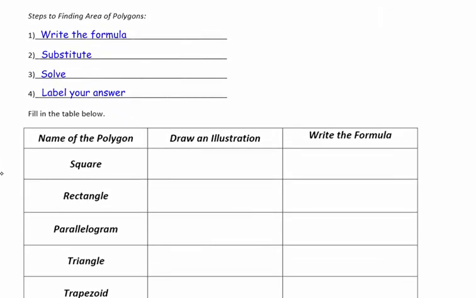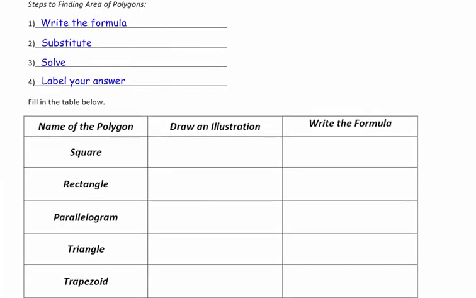The first thing is write the formula we're using. That's determined by the shape. The next thing that we do is we substitute the numbers into the formula that we know. The third thing is we solve that formula with our substituted numbers by using our calculators. And then step number 4, make sure we label our answer with the proper label. If we're talking about area, it is always something squared. So it's feet squared, inches squared, meters squared, because it's two-dimensional.